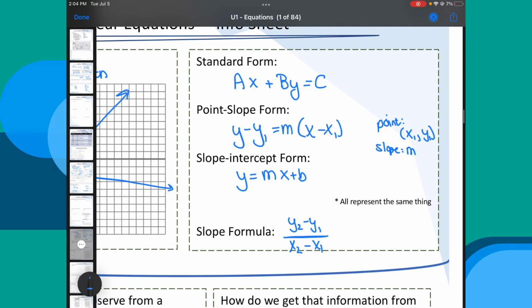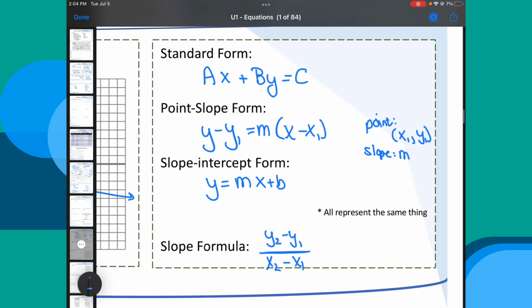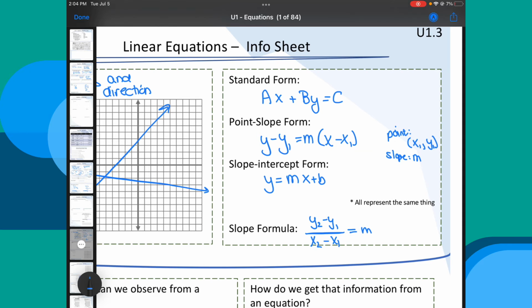Linear equations come in a lot of forms. We have standard form, ax plus by is equal to c. Point slope form, y minus y1 is equal to m, parentheses, and then x minus x1, where x1, y1 is the point and m is the slope. Then we have the one that most people are familiar with, y equals mx plus b, and we also have slope formula. Sometimes you need to use slope formula to find the slope, so while it's not a linear equation, I added it in here just as a reminder.